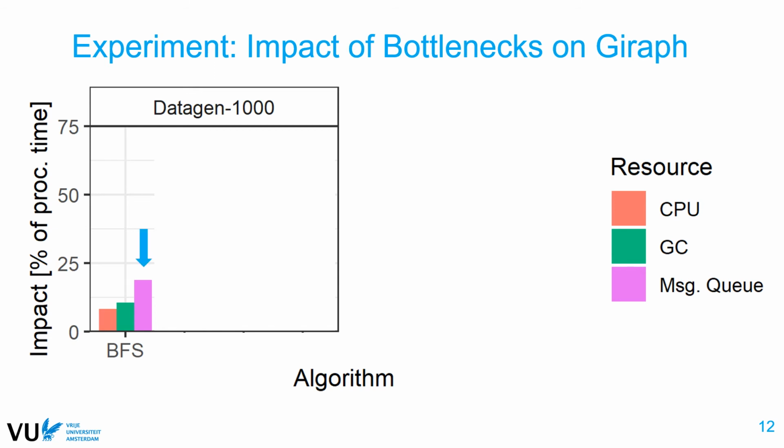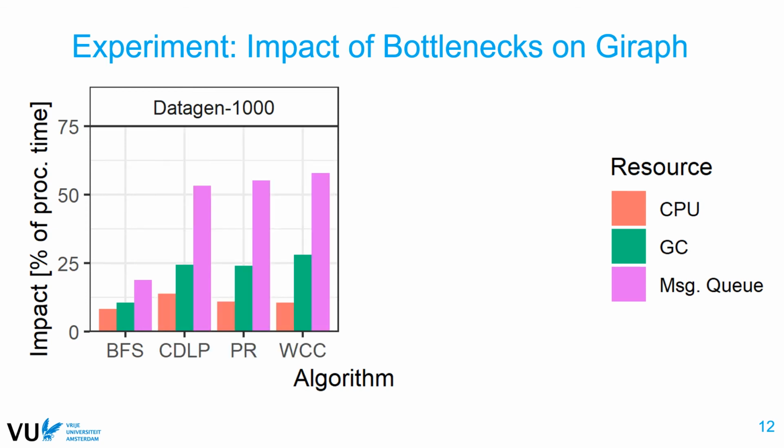For this particular application, Grade10 finds that message queue bottlenecks are most impactful at around 19%. Overall, this application spends the majority of its time not bottlenecked on any resource, which may be indicative of high runtime overheads, such as long pauses during synchronization barriers.